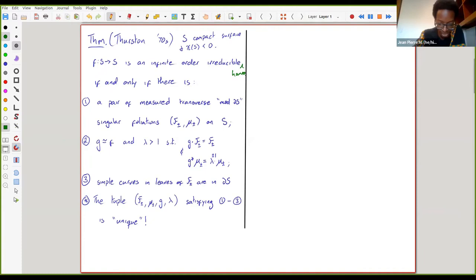So up to isotopy, you can think about infinite order. So that means no power is isotopic to the identity. And irreducible here means no power is isotopic to something that leaves, let's say, an essential simple closed curve invariant. All right, so that's something that you could sort of define, even though I say it in terms of F, it's really something of the isotopy class. It's something about the mapping class.